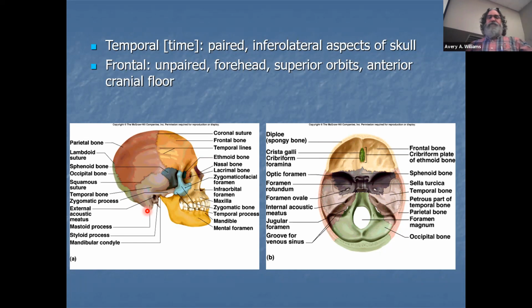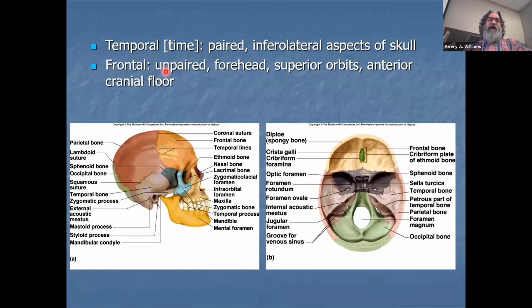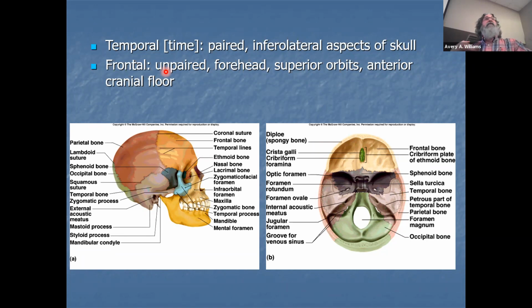Now, next bone is the frontal bone. Here I have unpaired. So this is 5, right? This would be the 5th one. So there's only 1. Now, this is in a normal human, fully developed skeleton, okay? Everything in this class, unless I tell you otherwise, is based on a normal human skeleton.